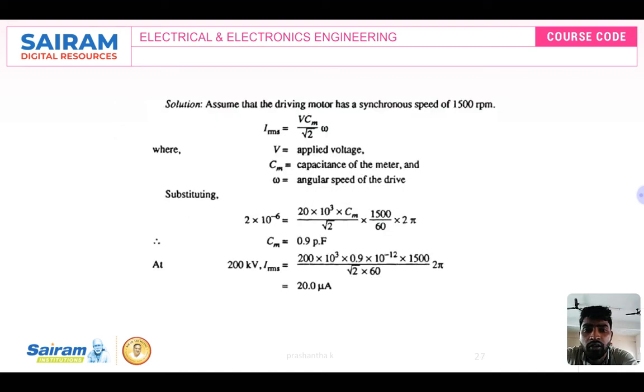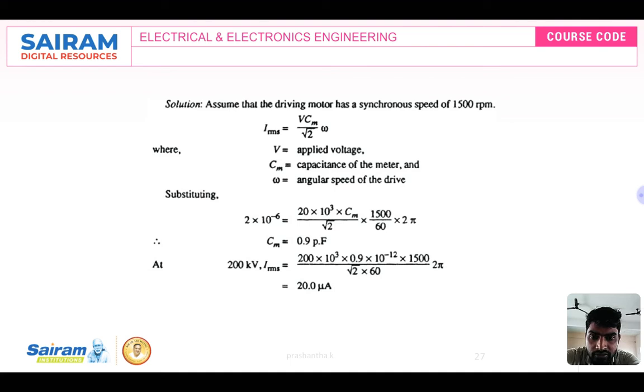Let us solve. So all of us know, what is the RMS value of the current through the capacitor? I_RMS is Im by root 2, or V Cm omega by root 2. The motor speed, synchronous speed, they considered 1500 rpm, which is a standard value. V is the applied voltage, Cm is the capacitance of the meter, and omega is the angular speed of the drive.